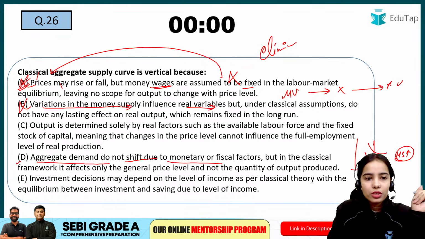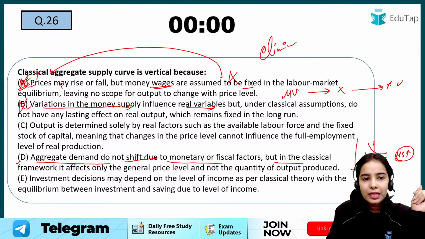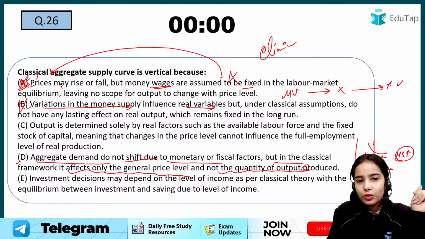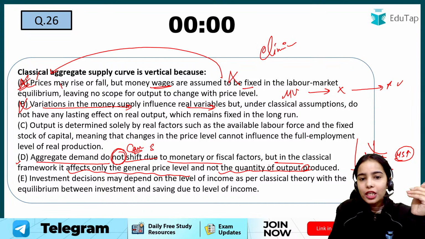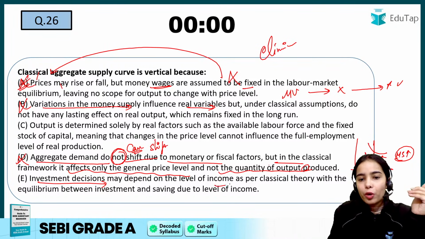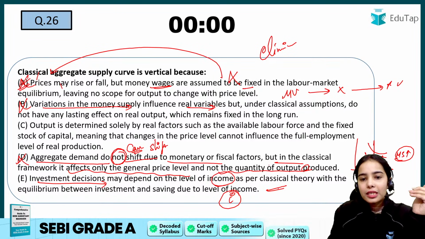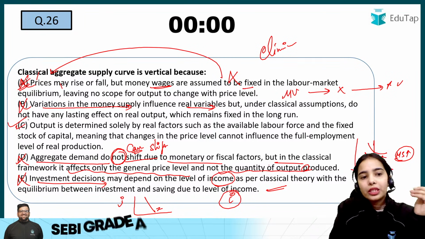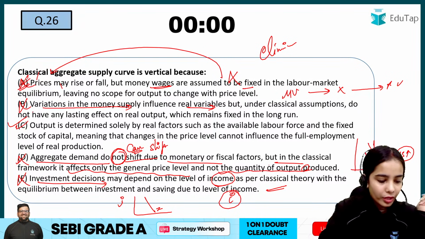But in the classical framework, it affects only the general price level and not the quantity of output produced. No, aggregate demand can actually shift. So this is also not true. Investment decisions depend upon interest rate as per classical theory, so this is also not true. So only C is true.